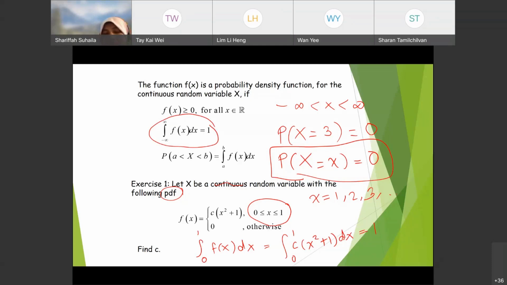Okay, so that means you will integrate cx squared plus 1 dx in order to find the value of c. So the same thing, if you write here, you will have c times x cubed over 3, plus x, and then you will substitute 0, 1, set it equal to 1. So then you will have c times 1 over 3 plus 1, equals 1. So that means you will have c. You have 4 over 3, so c is 3 over 4.